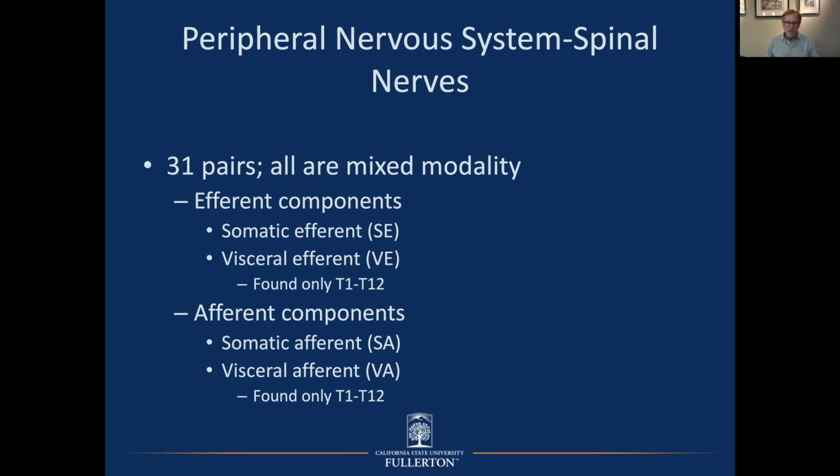So when we look at a cross section of the spinal cord, we'll look at that again. You'll see T1 through T12 is a little bit different internally, inside the spinal cord, than the other levels of the spinal cord. All right, now looking at the afferent components, there's somatic afferent and there's visceral afferent. Again, you find the visceral afferent only T1 through T12. And just as a reminder, T1 through T12 would be those 12 thoracic level spinal nerves. That's what we're going to refer to as T1 to T12, it's 12 of them.